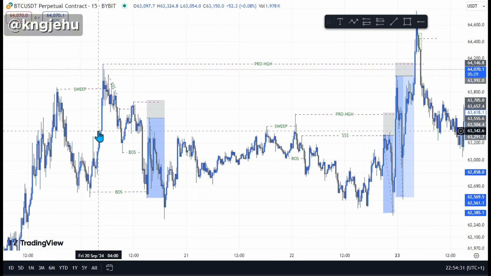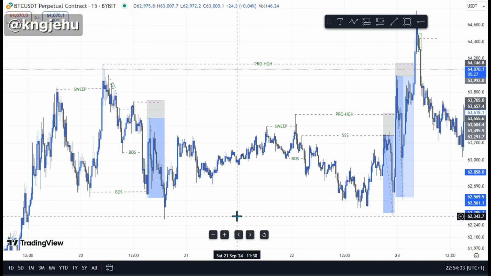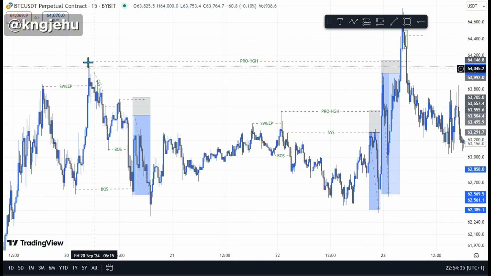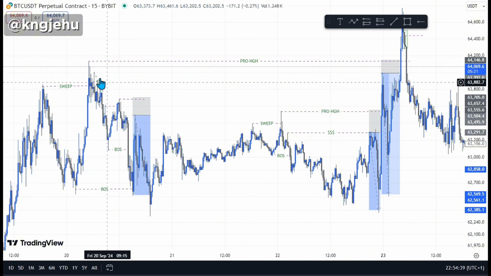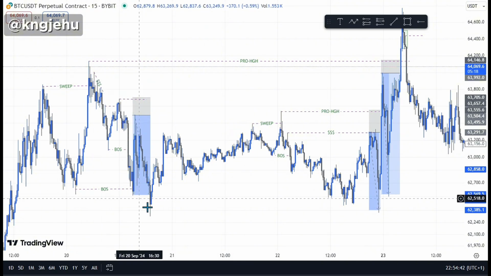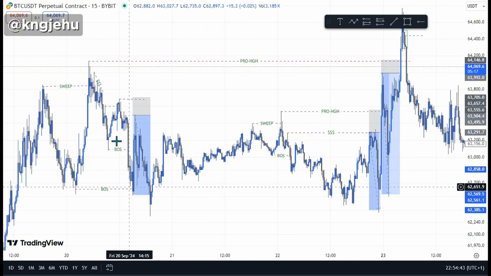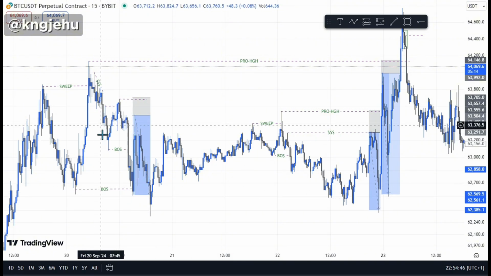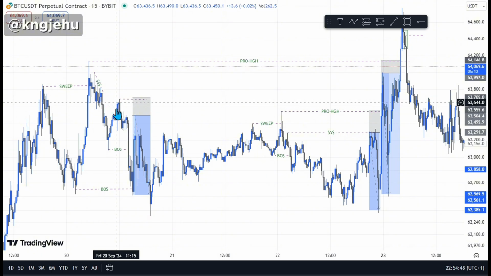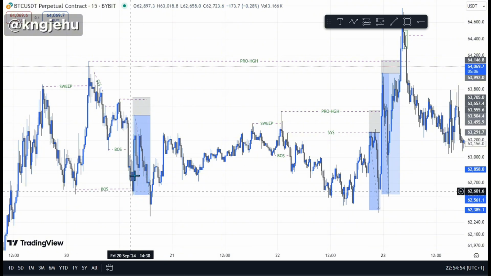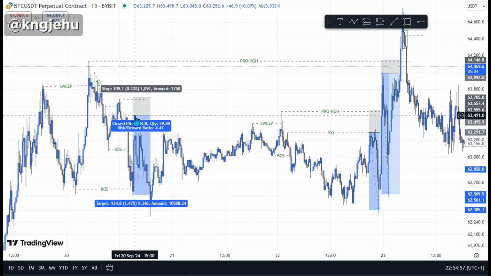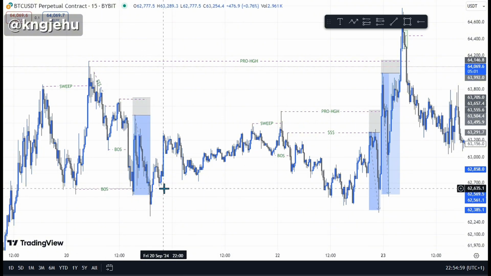In fact, this one was really crazy. From Friday, we had a sweep of this high, and then we had structural liquidity here, and then we had this break of structure. But before this break of structure, we also had another high and a low, and a sweep of that high and a structural liquidity, and break of this structure and break of this other structure. Then price immediately reversed into this point, took out structural liquidity, and boom, TP hit.